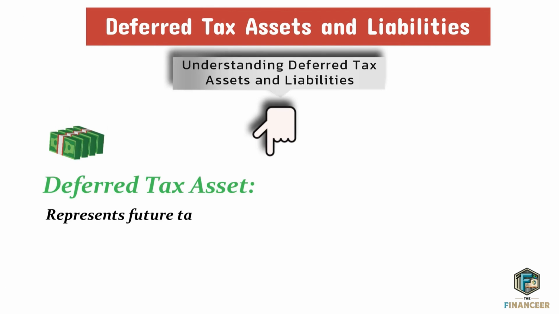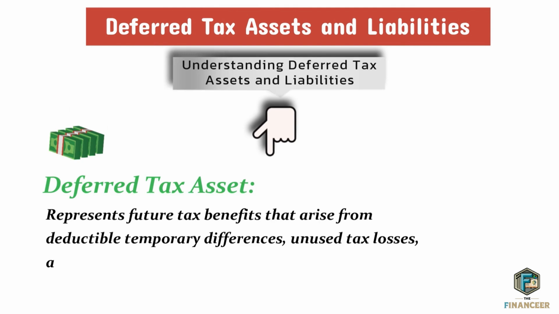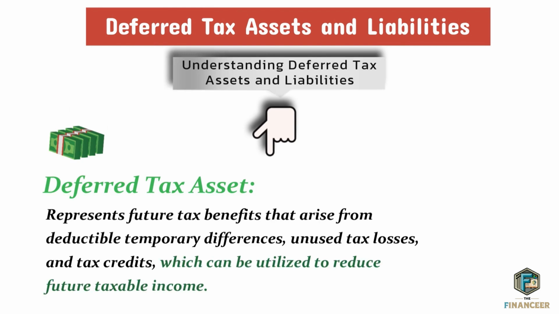So deferred tax assets represent the future tax benefit that arise from deductible temporary difference or unused tax losses or tax credits, which can be utilized to reduce the future taxable income. So this is very easy to link between here, the benefit that you are going to receive in future and these keywords. Look at the word deductible temporary difference. Deductible temporary difference means that in future you are going to receive deduction in your tax. So this will be a benefit as of today. So this will be translated to deferred tax asset.